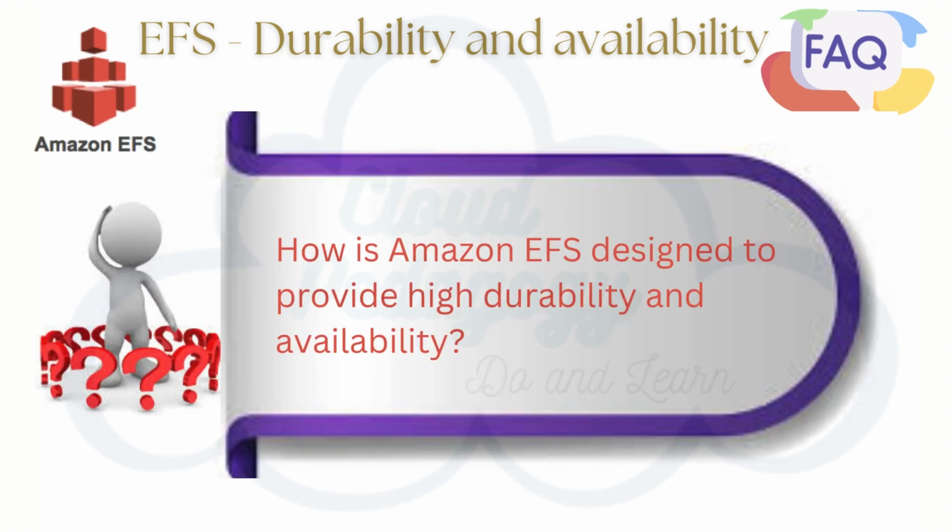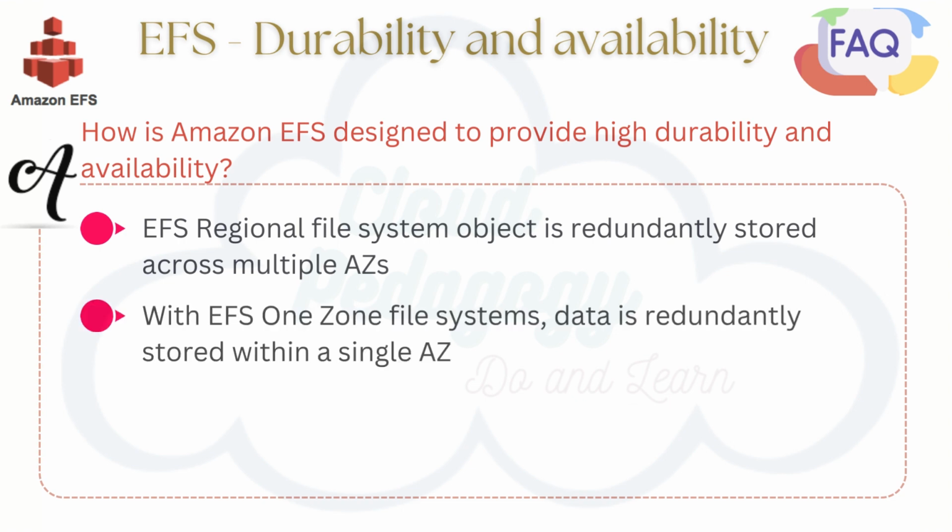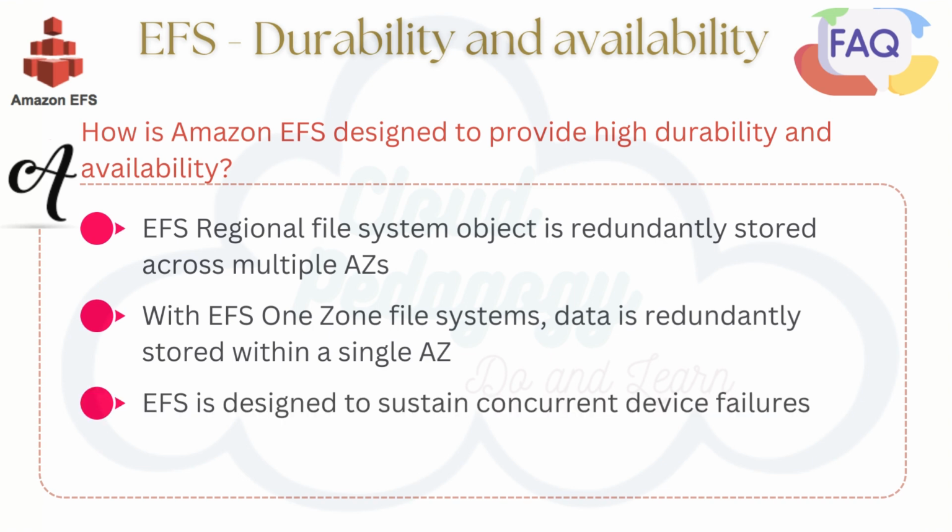Next, how is Amazon EFS designed to provide high availability and durability? Every EFS regional file system object such as directory, file and link is redundantly stored across multiple AZs. With EFS One-Zone file systems, your data is redundantly stored within a single AZ. Amazon EFS is designed to sustain concurrent device failures by quickly detecting and repairing any lost redundancy.